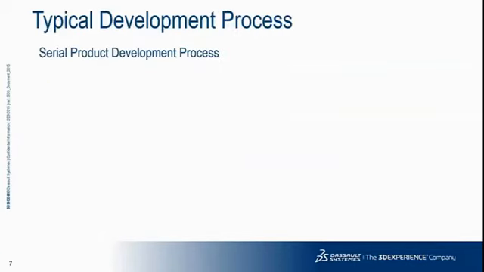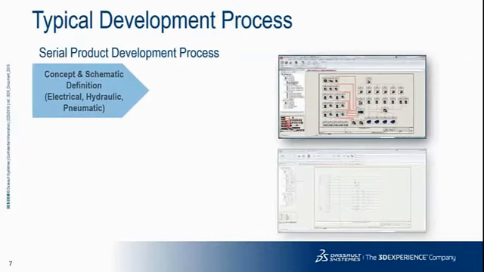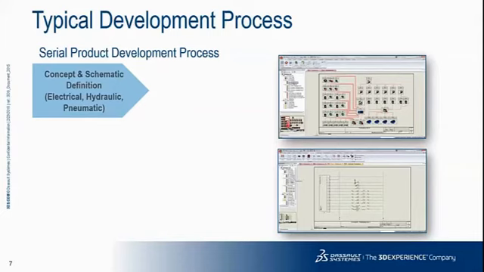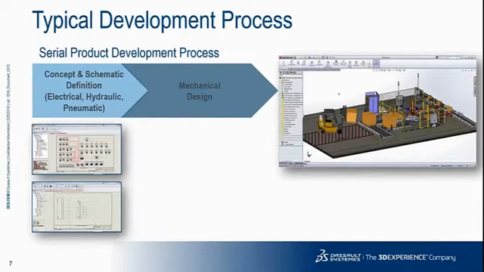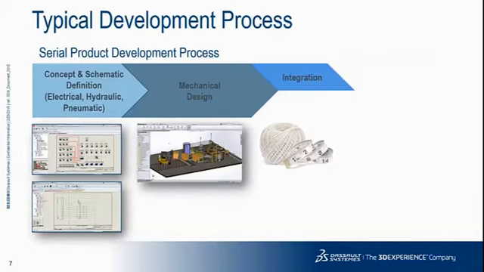So let's start off by looking at a typical, what I call a serial product development process. For machine design, a lot of times you're starting with your conceptual design and maybe schematics even. What are the main systems that are going to be in my machine? At some point you start your mechanical design. You're reusing parts maybe from older designs, using maybe data management to find that information and reuse some of it.